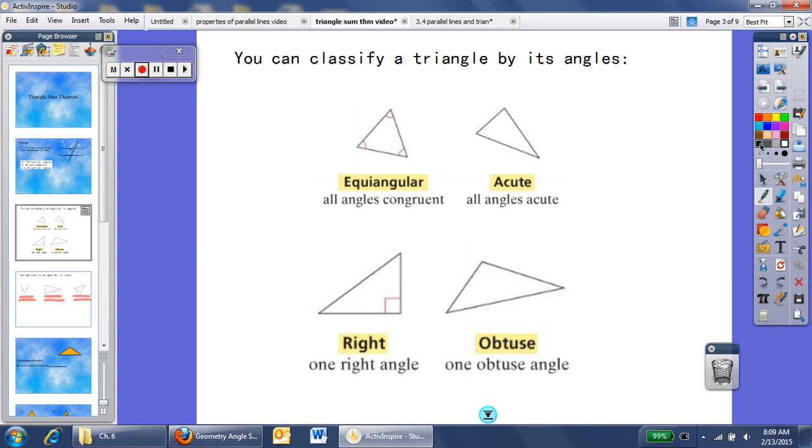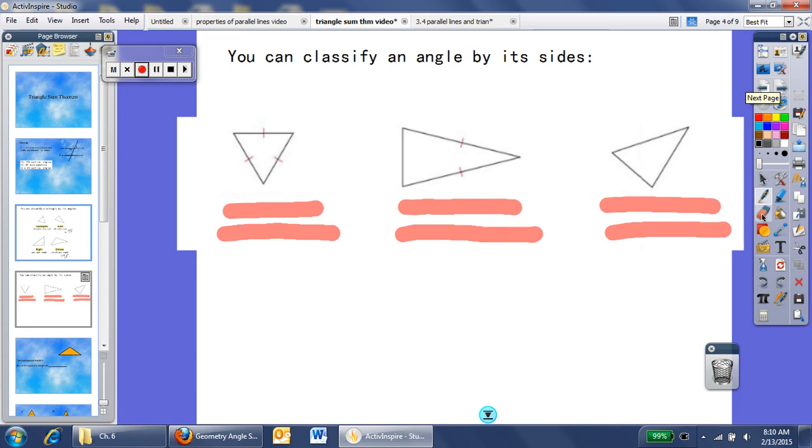Obtuse, we should make sure we specify this, means that one angle is greater than 90 degrees. And in this case, acute, all angles are less than 90 degrees. This is how we classify triangles by their angles. We can also classify triangles by their sides.